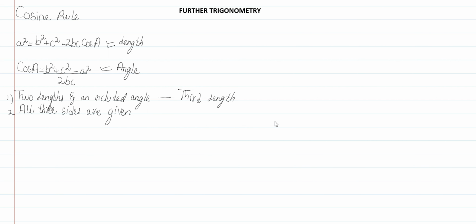And for the second condition, when three sides are given to you of a triangle, and a triangle has only three sides, what you have to find is only an angle. So if three sides are given to you, then you have to find out any angle of a triangle with the help of cosine rule.